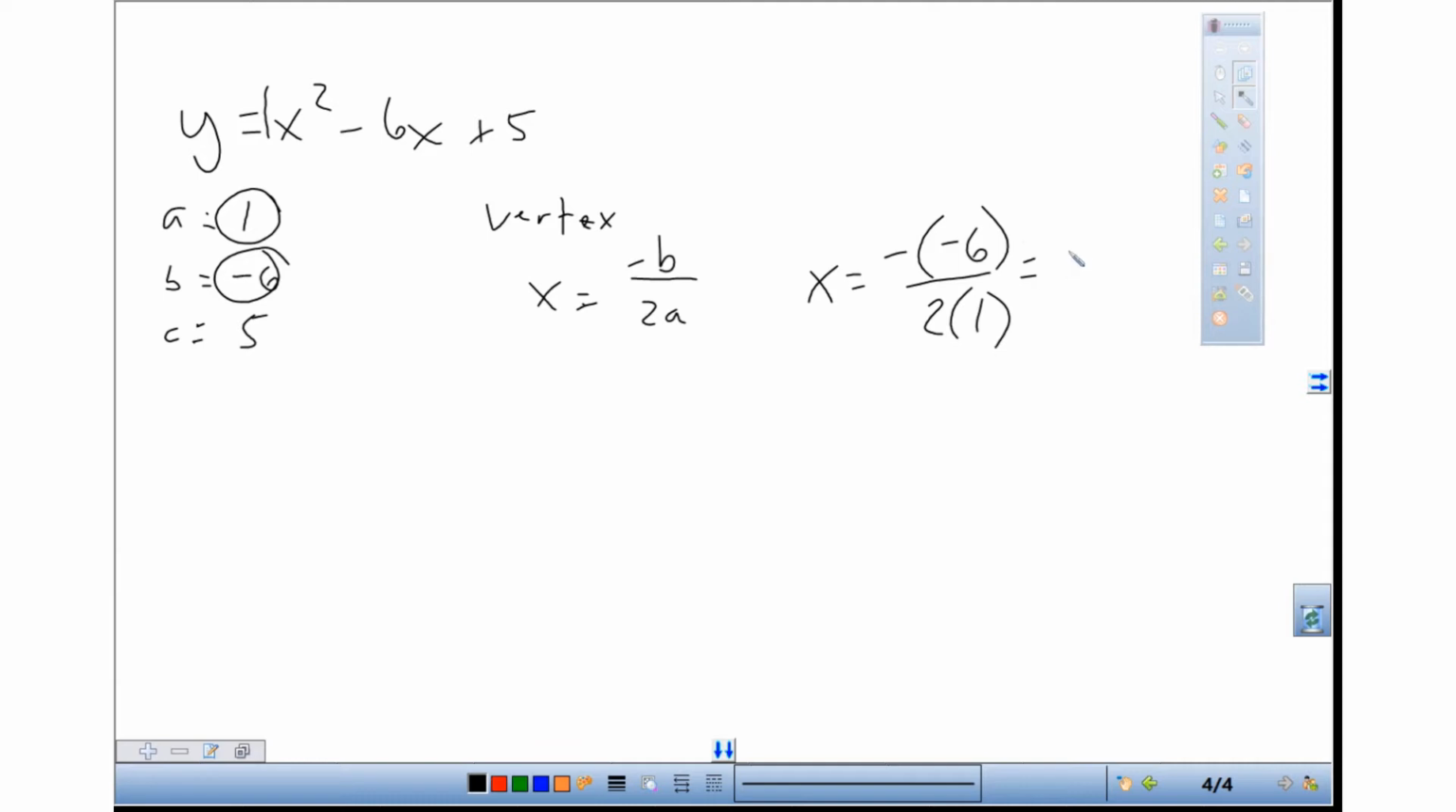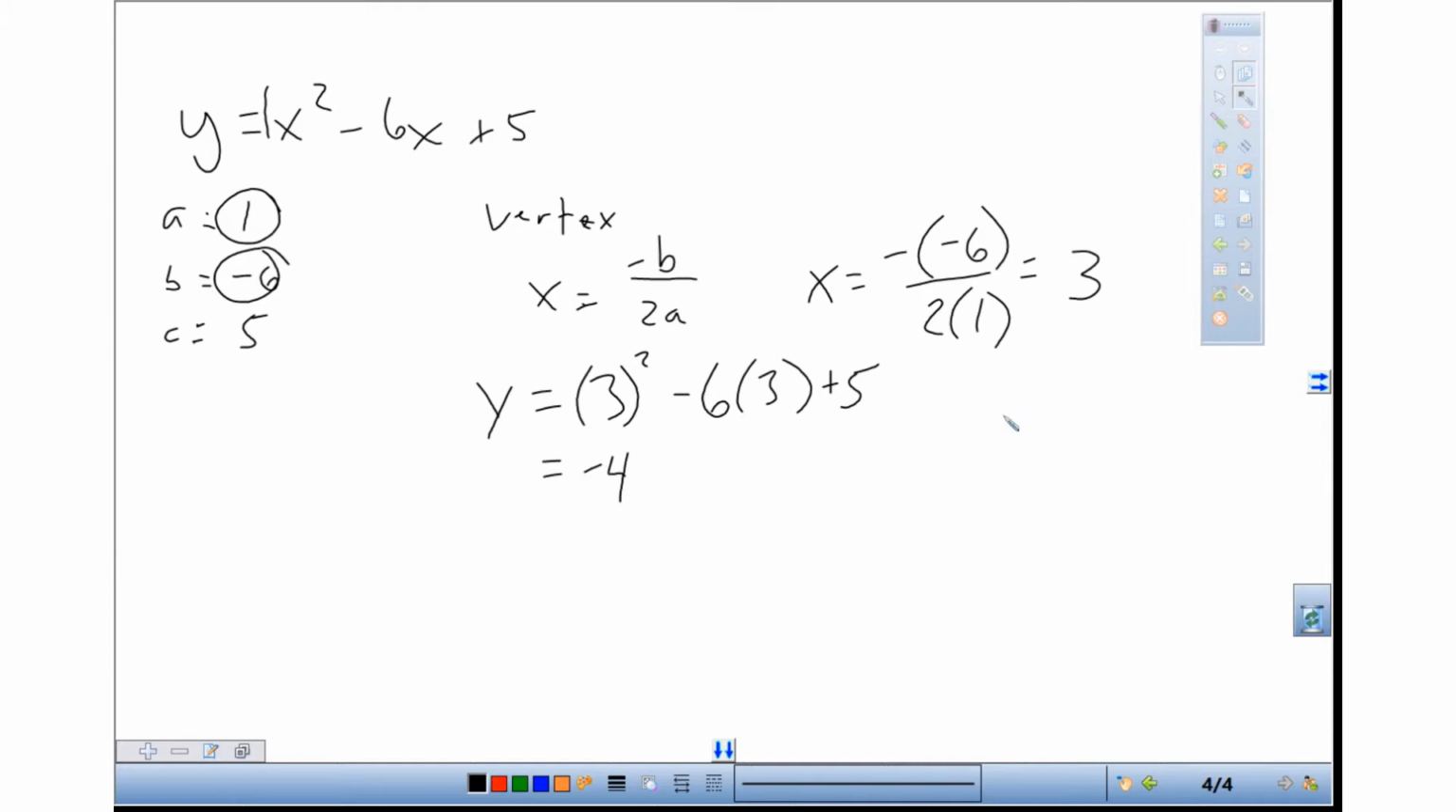And if you put that in a calculator, you're going to get 3. What that tells me is that the x coordinate of my vertex is 3. Now, what I can do with that 3 is plug it back in to find my y value. So if we look at our original function, y equals x squared minus 6x plus 5, I can take my 3 and plug it in where I see x. So I have 3 squared minus 6 times 3 plus 5, which means y is going to equal -4.